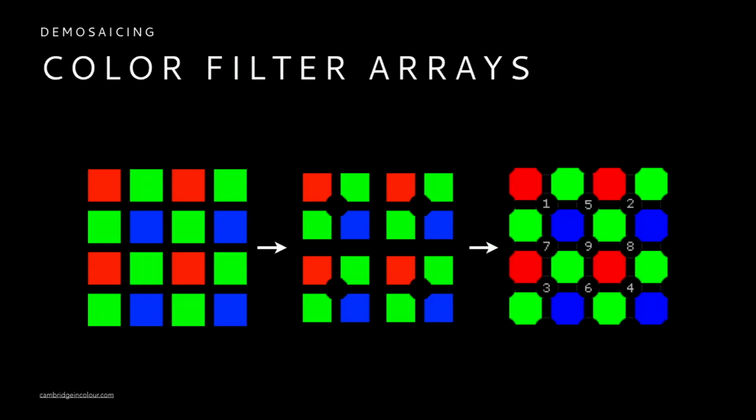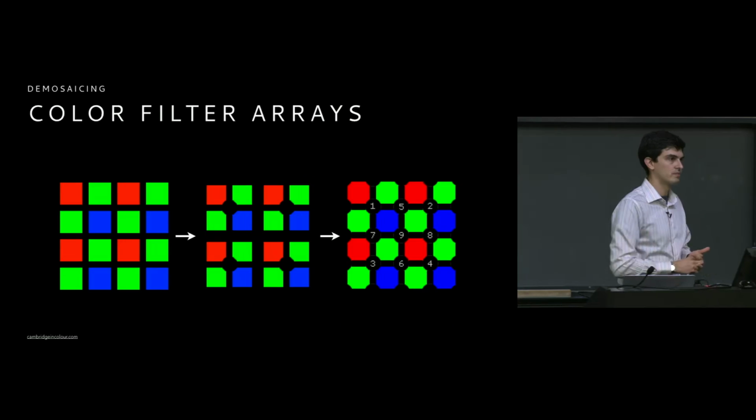So let's put this into a little bit more concrete of a discussion. If we have a color filter array that looks like this, which is essentially the same thing, but just offset a little bit, we have here a sensor that on the far left is made up of a total of 16 pixels.